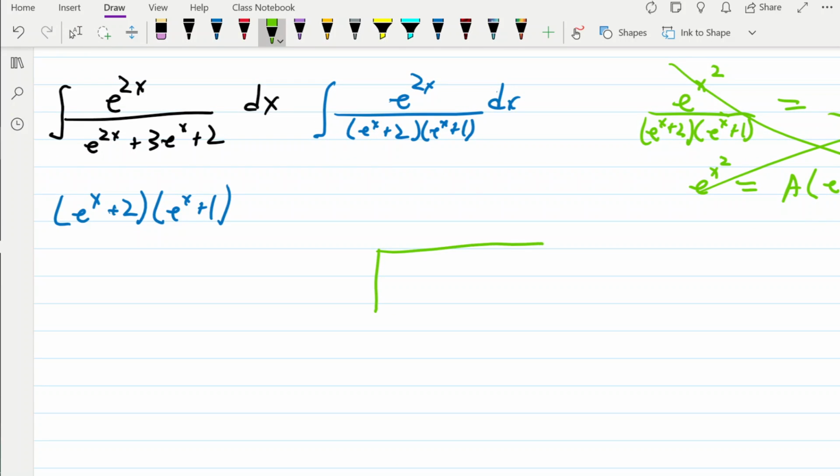And I mean, we can take one thing out. So e to the x squared plus e to the x squared plus 3e to the x plus 2. Oh, as long as you... no long division, u sub.